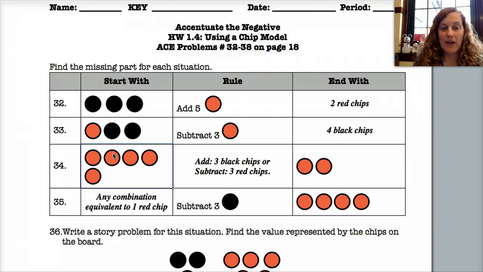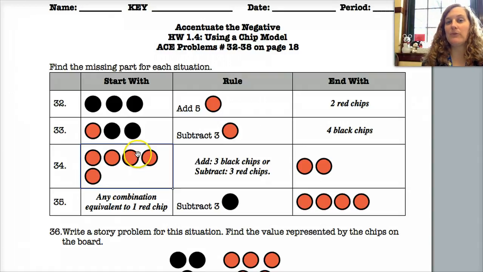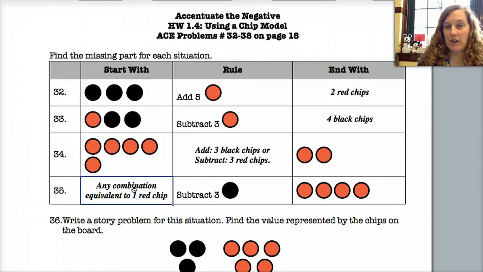This one I have 5 red chips to start out with, and I need to end up with 2 red chips in the end. There are 2 ways you can do this. You can just take away 3 red chips, so 5 red chips minus 3 red chips gives you 2 red chips. Or you can add 3 black chips, which will cancel out the 3 red chips and still leave you with 2 red chips.